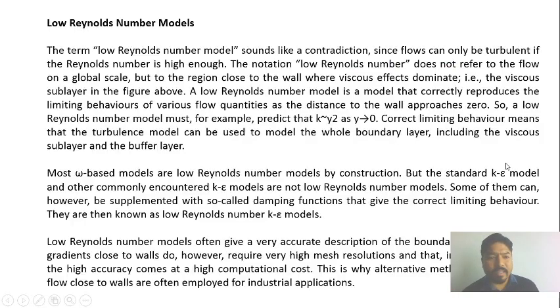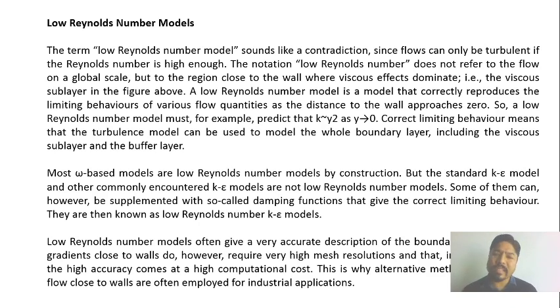Now we'll move to our next slide. What is the concept of a low Reynolds number, when the Reynolds number is low in a fluid flow region? The term low Reynolds number models sounds like a contradiction, since flows can only be turbulent if the Reynolds number is high enough. Of course, my dear students, you understand that when the Reynolds number is high, the turbulence in the fluid flow is going to be high. The notation low Reynolds number does not refer to the flow on a global scale, but to the region close to the wall where viscous effects dominate.